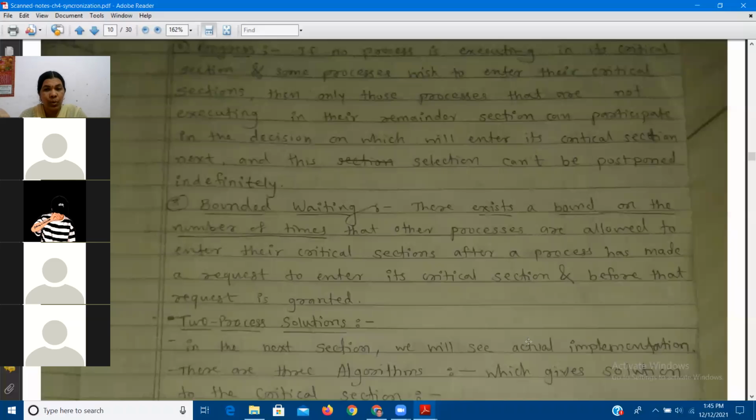So that waiting time should not be infinite. It should be finite. It should not be unbounded. It should be bounded. It is called bounded waiting. So if I am waiting, I should wait for a particular amount of time. That waiting time should not be infinite. Like your real life examples.